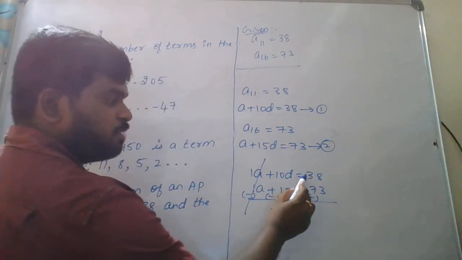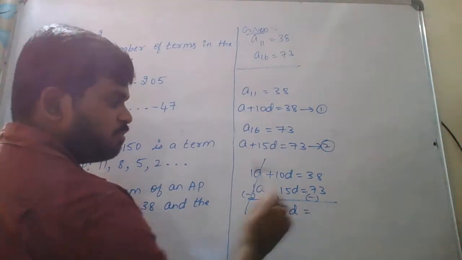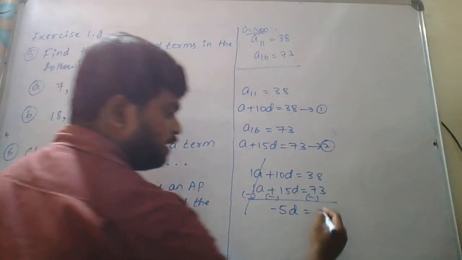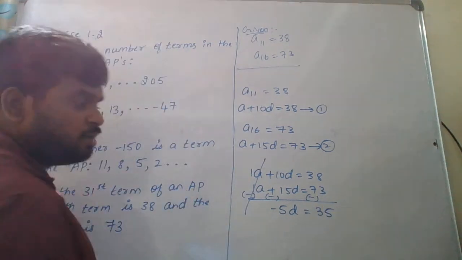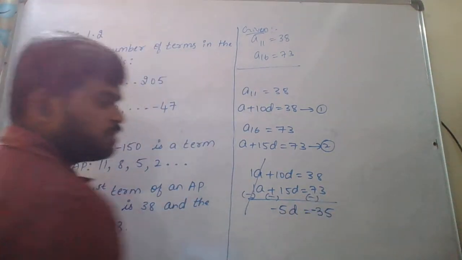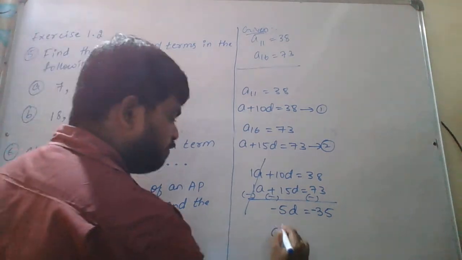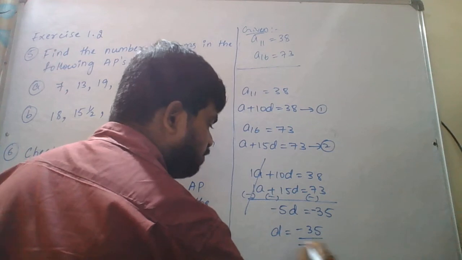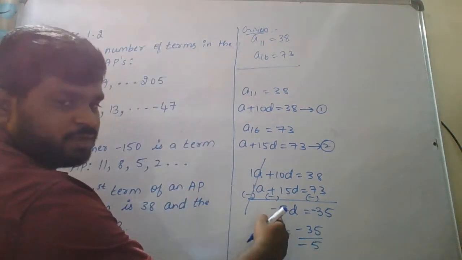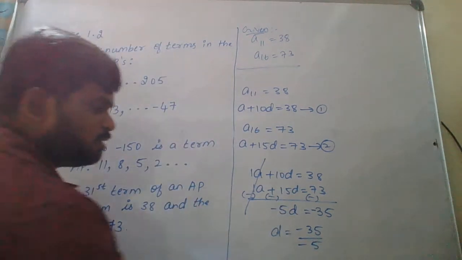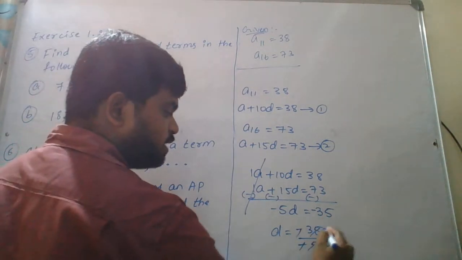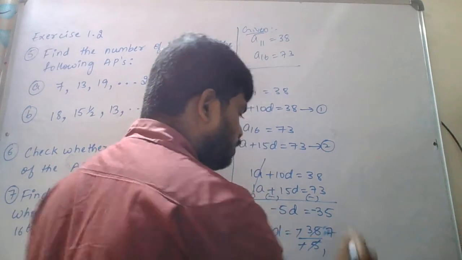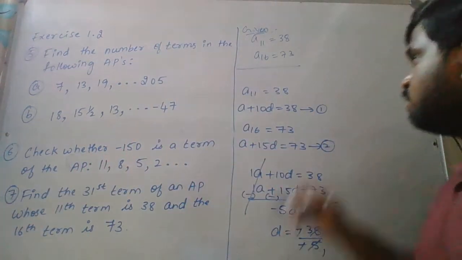Now again, this number has got a positive sign, but this number has got a negative sign. Two different signs, you have to subtract. So 73 minus 38, you get 35. 73 is the bigger number, so it is minus 35. Therefore, D value is minus 35 by minus 5. Minus 5 is in multiplication, comes this side, it will become division. Minus minus gets cancelled, 5 ones are 5, 5 sevens are 35. Therefore, you got the value of D as 7.